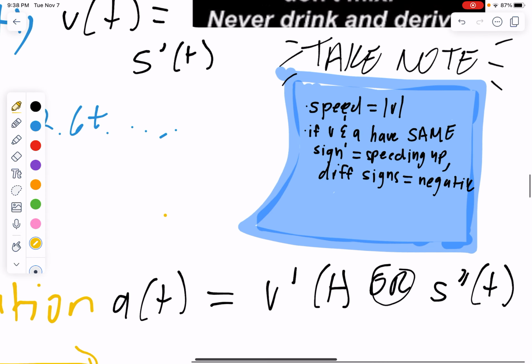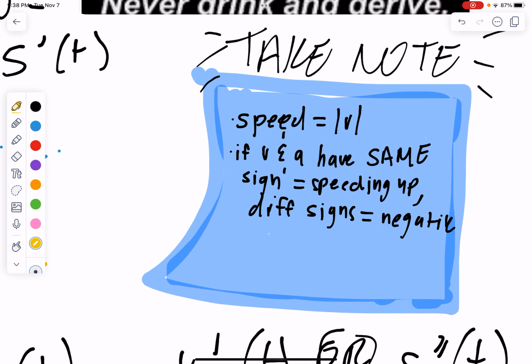And something to note here on the little take note: if velocity and acceleration have the same sign, it can be both positive or both negative, it is speeding up. If there are different signs, it is slowing down.